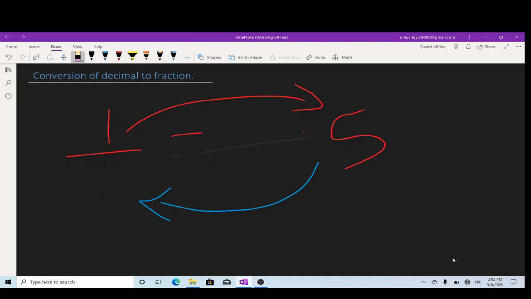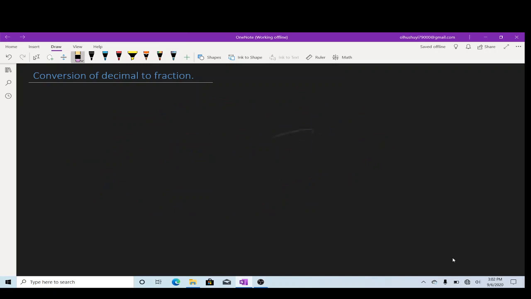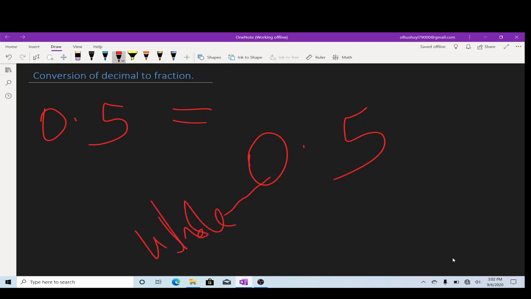So follow me. You have 0.5. Now there are various ways and various methods teachers will advise students to use. Okay, let me talk about the two easiest ways to change your decimal to fraction. Now, the first thing you look out for, like I said in one of the videos, if you have 0.5, this is a whole number. It is whole. This is a decimal number.